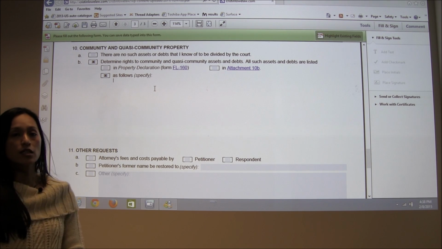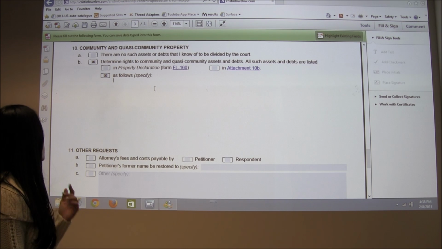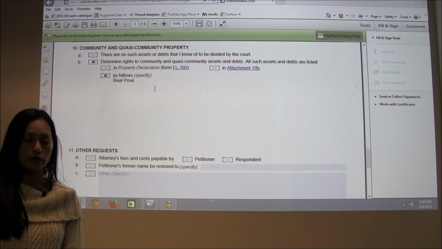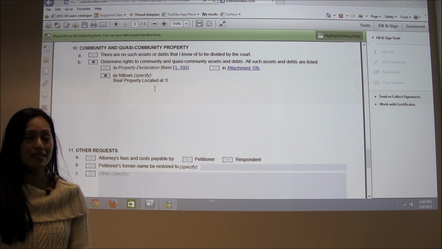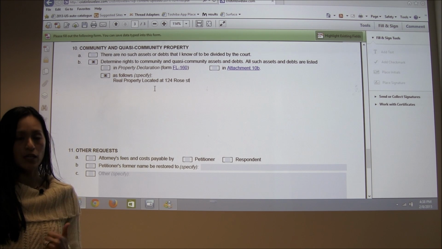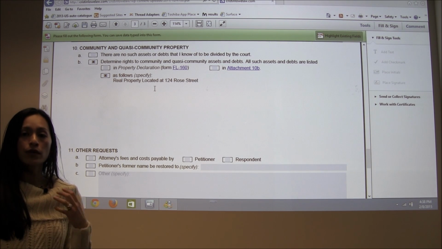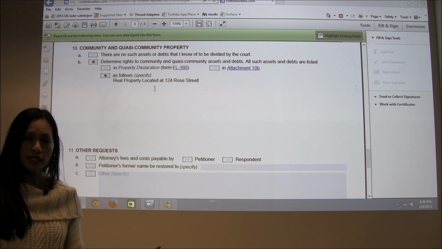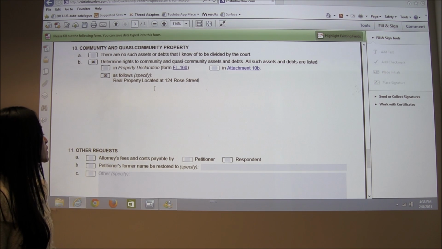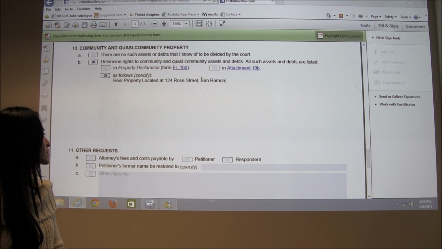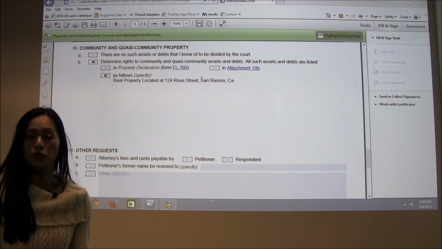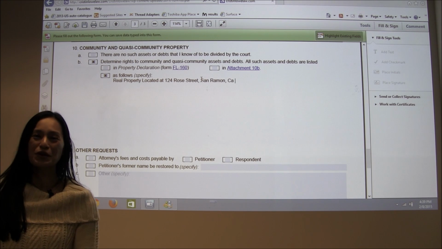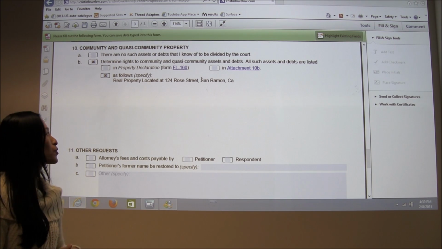So in this case, we're going to say that John owns his house. So the real property located at 124 Rose Street. And the other reason why I like this is because in a default case, meaning your other spouse isn't going to participate, you are limited to what you put in the petition. So more detail is better than less detail. And we're going to finish that up with San Ramon, California. And I like to use the words "and its encumbrance," but really what I'm saying is "and the debt or the mortgage," because very few people own their house outright. Most of them have some kind of mortgage.